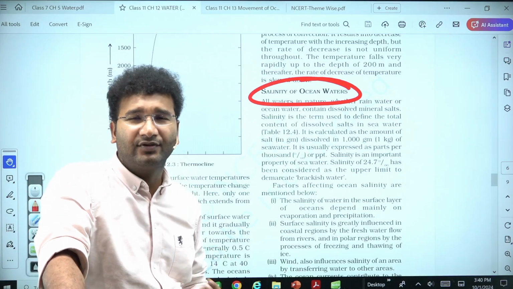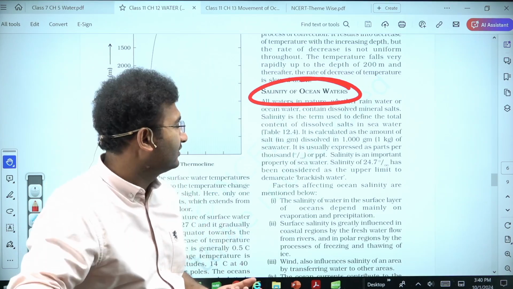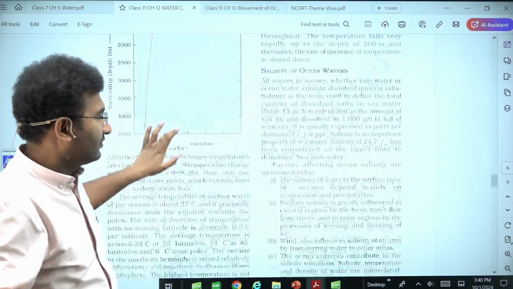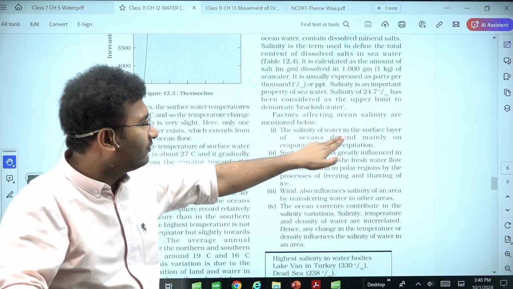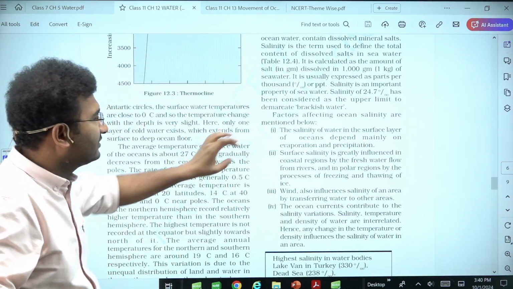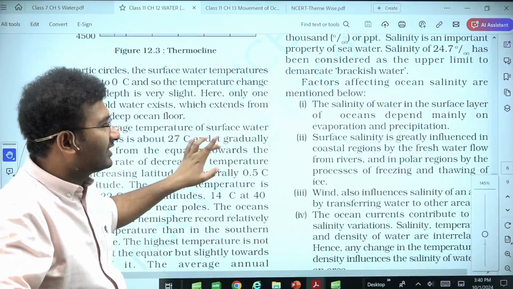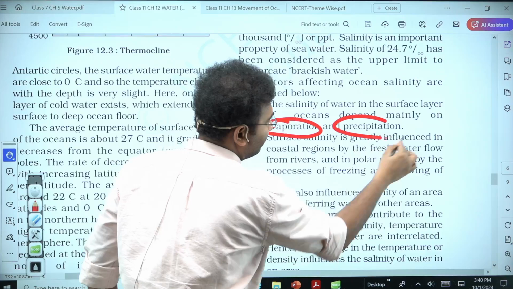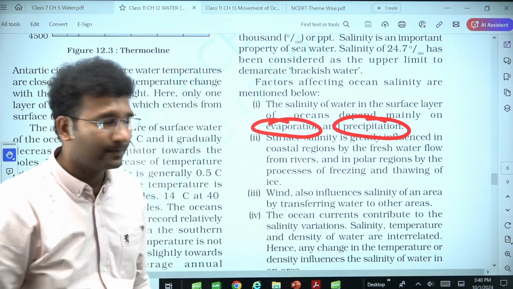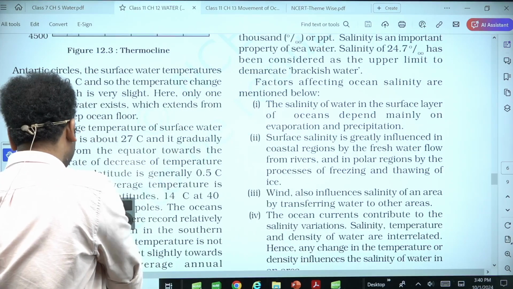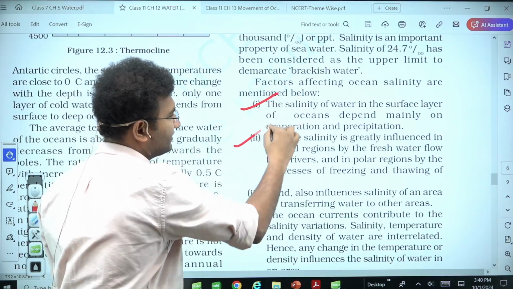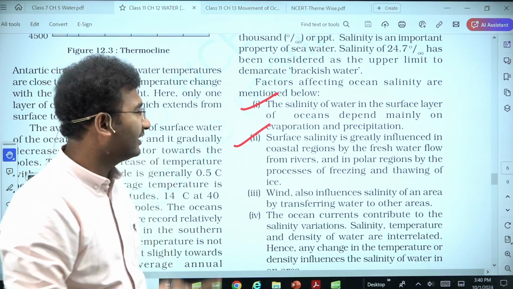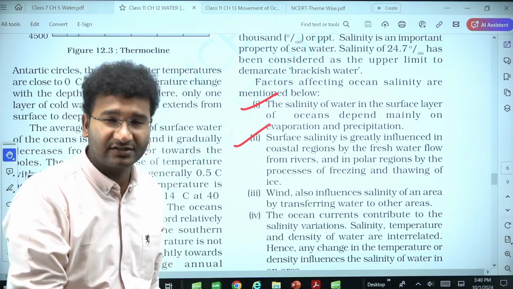The salinity of the water is affected by multiple factors. Number one, look here. The salinity of water in the surface layer of the ocean depends mainly on two aspects. One, evaporation. Second, precipitation. Next, the surface salinity is greatly influenced by the coastal regions. It is the influx of the river.